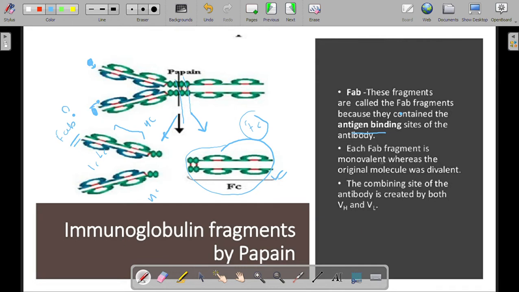Each Fab fragment is monovalent, whereas the original molecule was divalent. So this is monovalent in nature. The combining site of the antibody is created by both VH and VL, as we have seen.